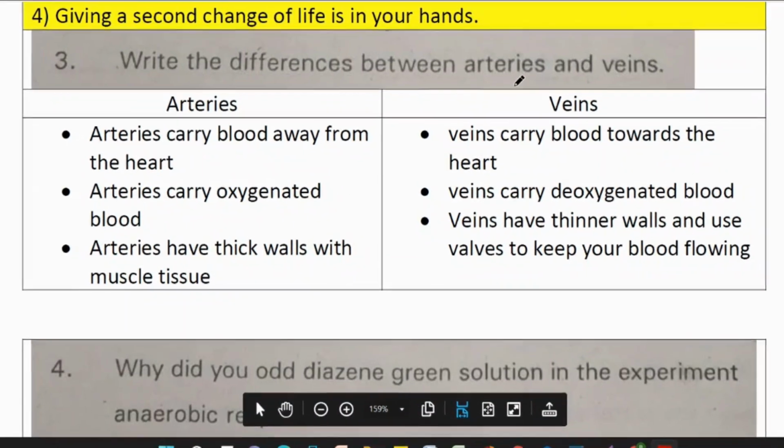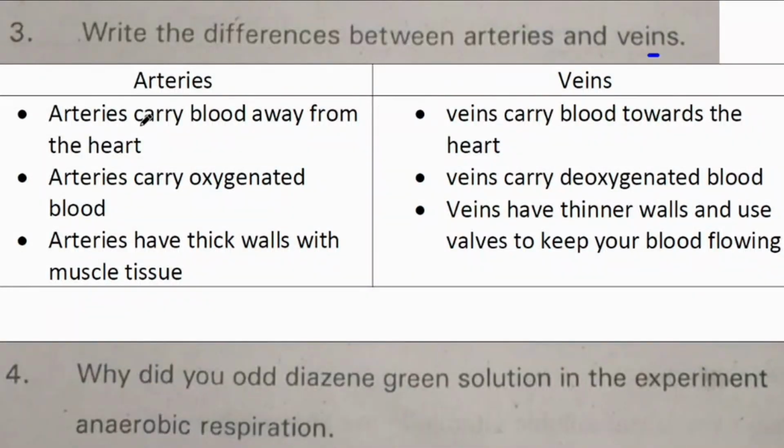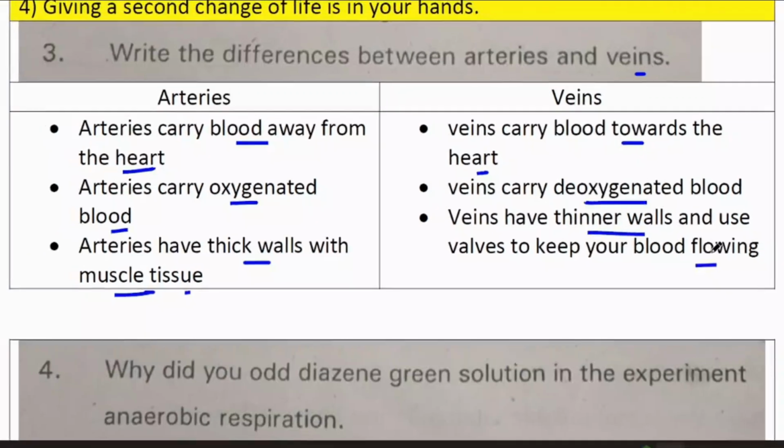Write the difference between arteries and veins. Arteries carry blood away from the heart, veins carry blood towards the heart. Arteries carry oxygenated blood, veins carry deoxygenated blood. Arteries have thick walls with muscle tissue, veins have thinner walls and use valves to keep the blood flowing.